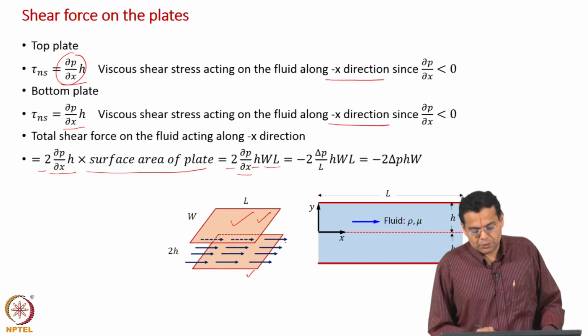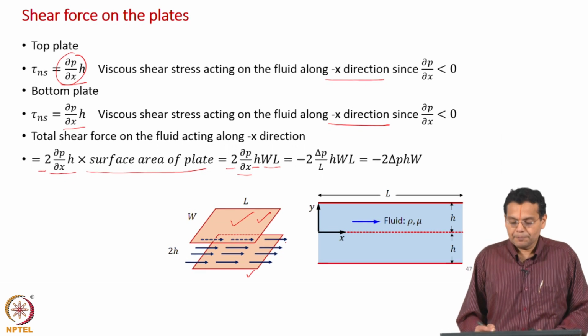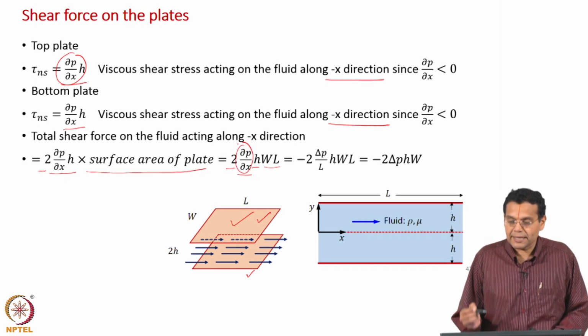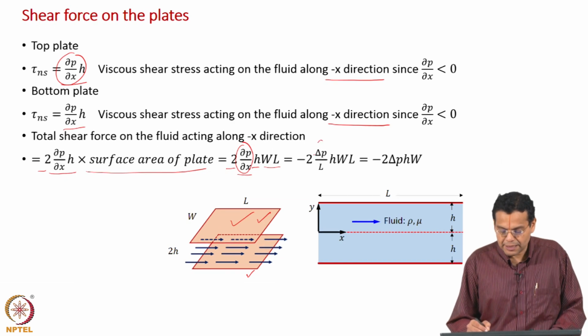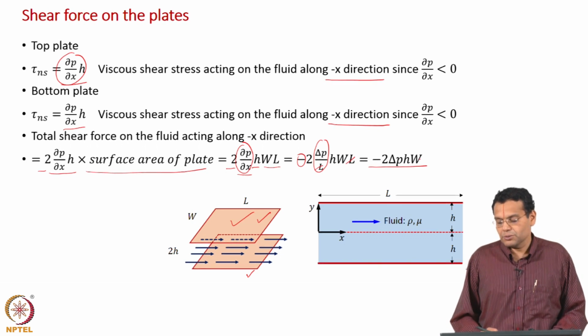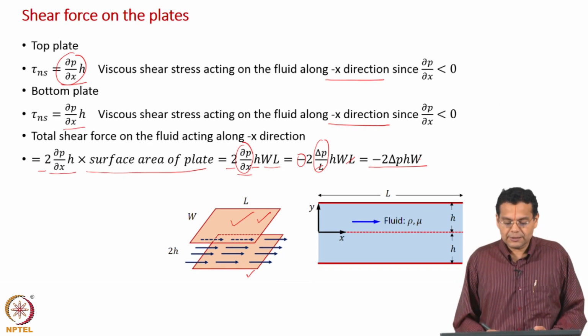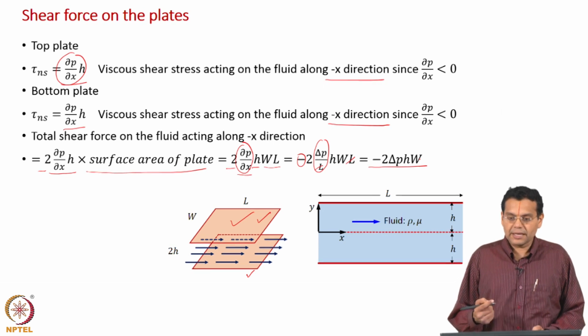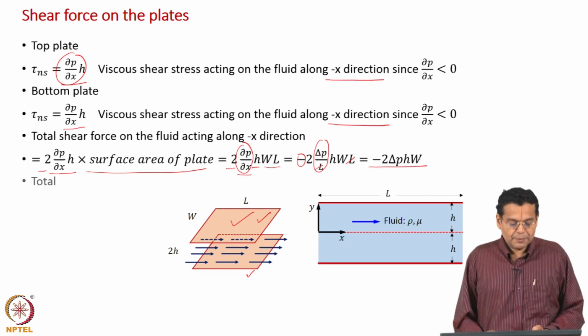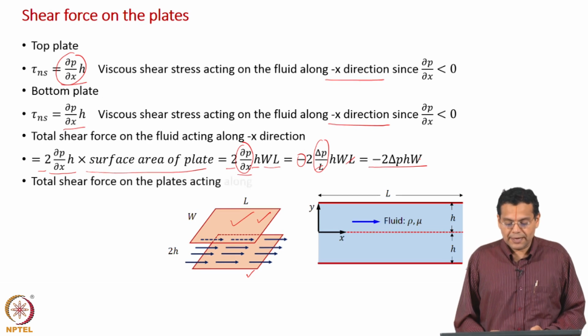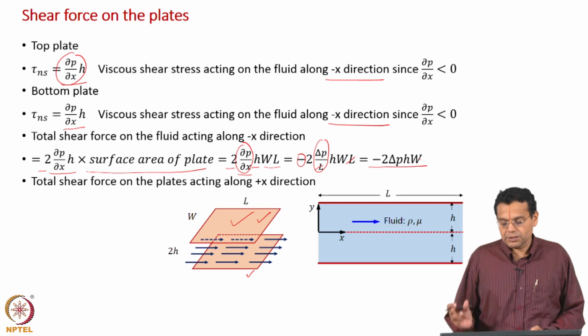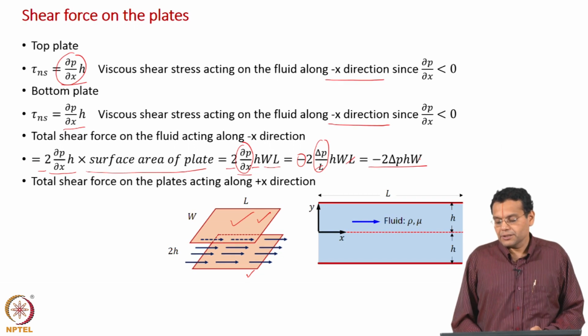Now, to replace in terms of delta p by L, we have seen that dou p by dou x is minus delta p by L, and that replacement has been done here. Now, L cancels out and what we have is minus 2 delta p h W. Remember, this is the total shear force acting on the fluid along the negative x direction. Remember, delta p is positive. Only dou p by dou x is negative, but delta p is positive, which means that the total shear force on the plates is acting along the positive x direction. Magnitude is 2 delta p h W.